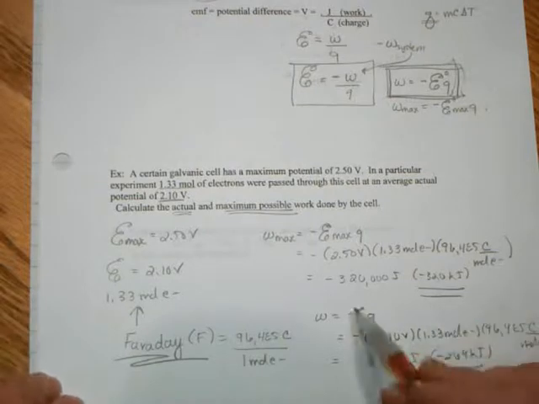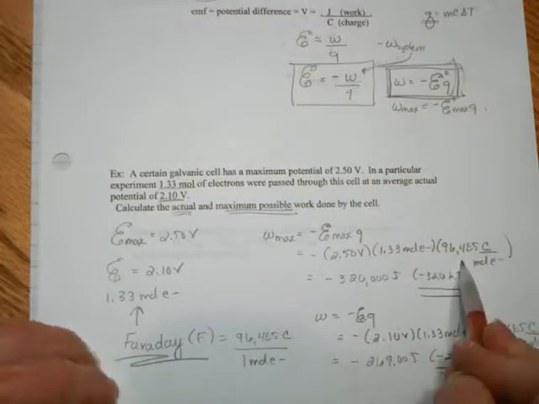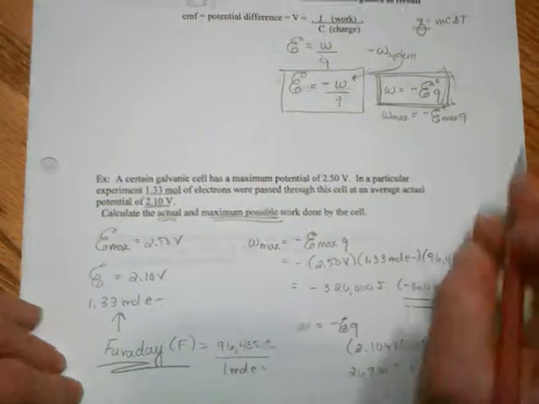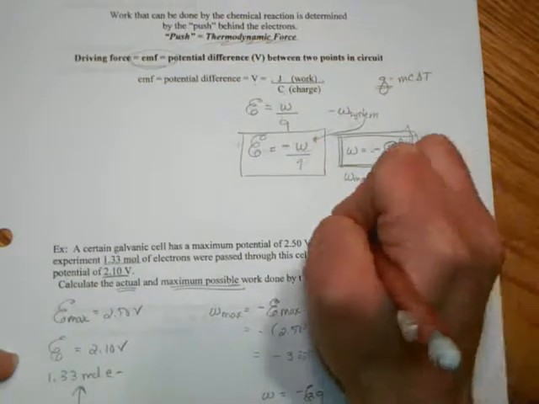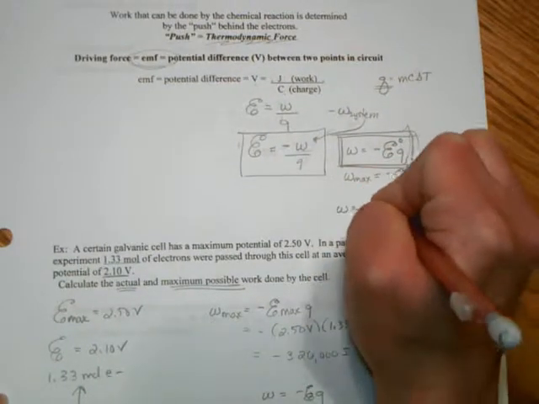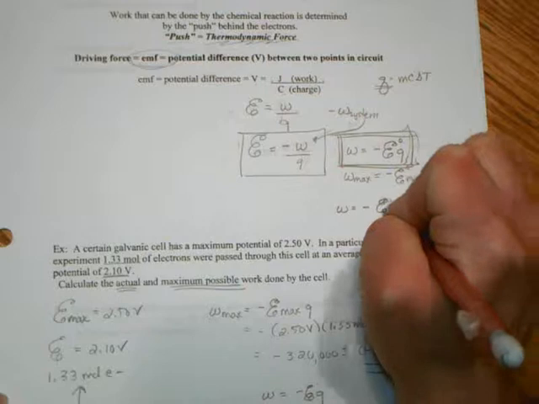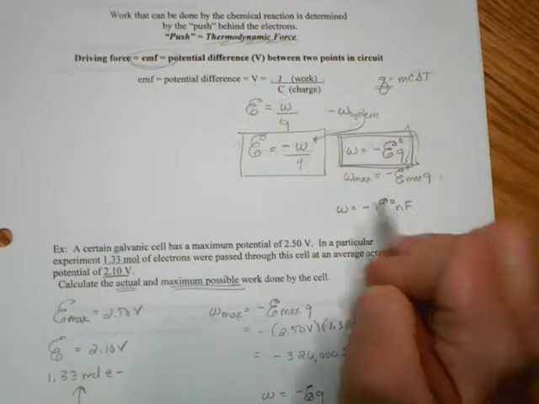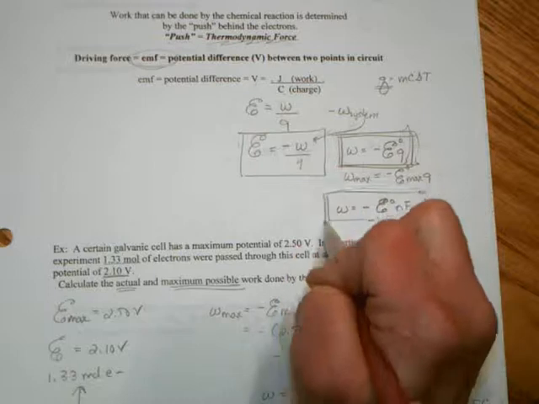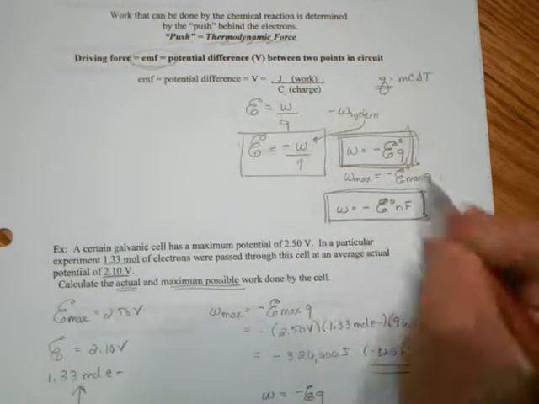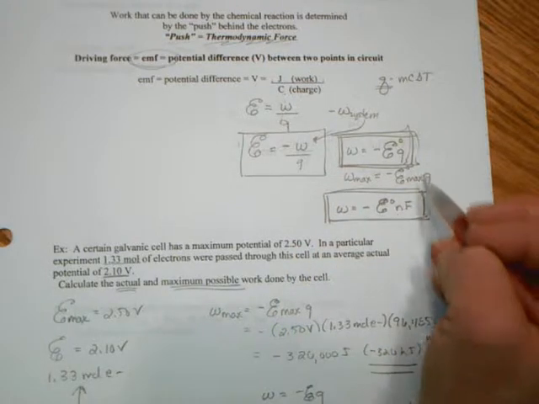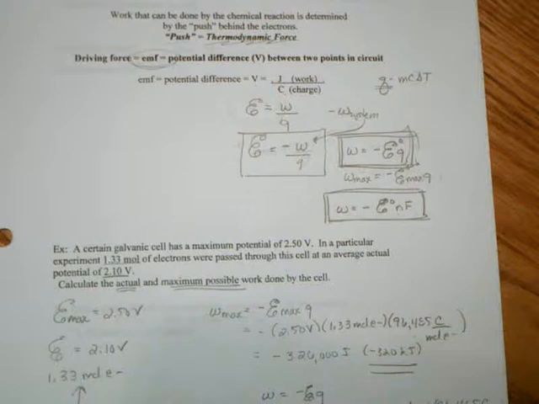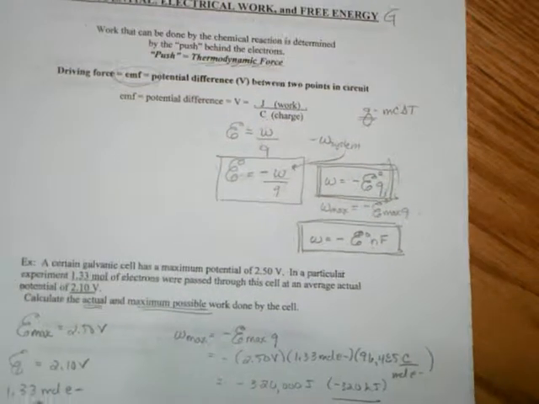So I'd like to show you another modified way, knowing what a Faraday is, of this equation. We can also say that work equals negative E naught nF, where n represents moles, of course, and F is a Faraday. So we need to be familiar with both forms and how to interchange between them. All right.